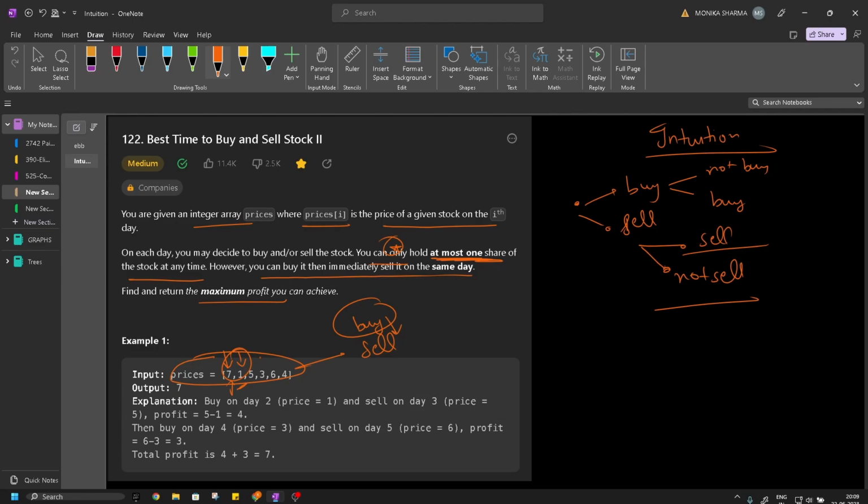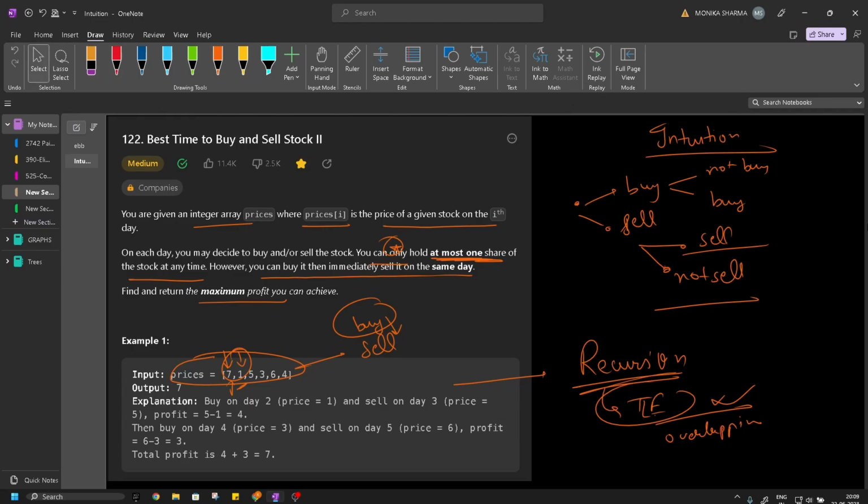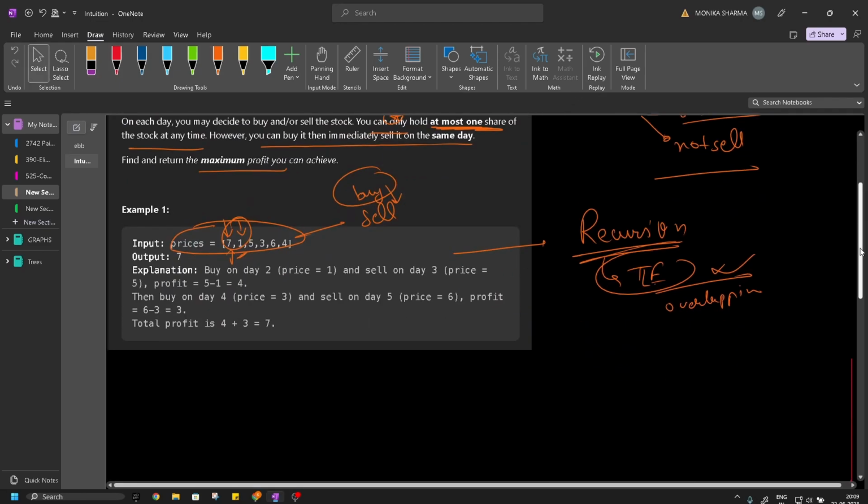There's not a single way here. You can't just go with greedy. You have to try out all things, and the best way to do it is recursion. We'll start with the recursion code, but just a reminder, if you try the recursion code it's going to give you a TLE. It's completely correct, but it's going to give you a time limit exceeded because there are overlapping subproblems, and we'll see everything as we go through the dry run of the case.